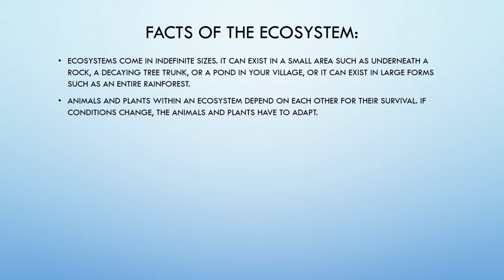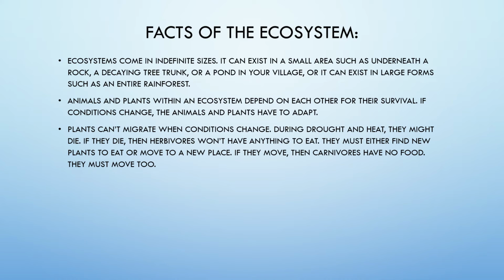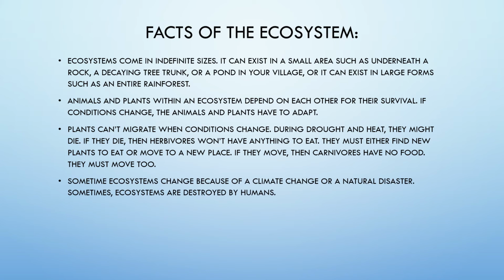If conditions change, the animals and plants have to adapt. Plants can migrate when conditions change. During drought and heat, they might die. If they die, then herbivores won't have anything to eat. They must either find new plants to eat or move to a new place. If they move, then carnivores have no food. They must move too. Sometimes ecosystems change because of climate change or a natural disaster.